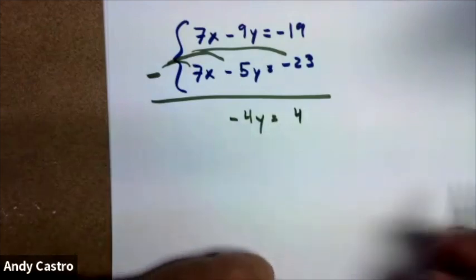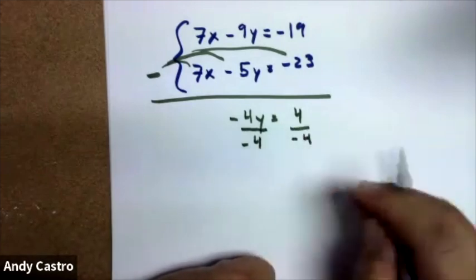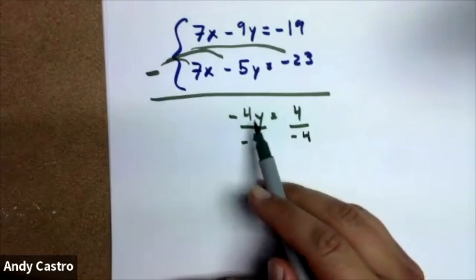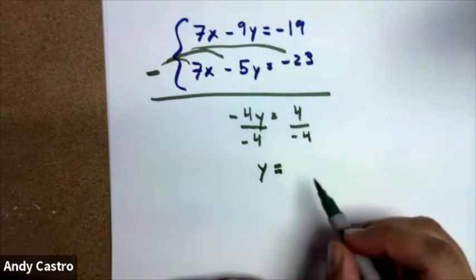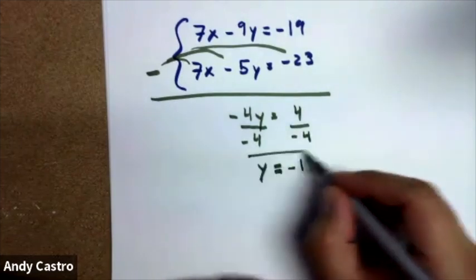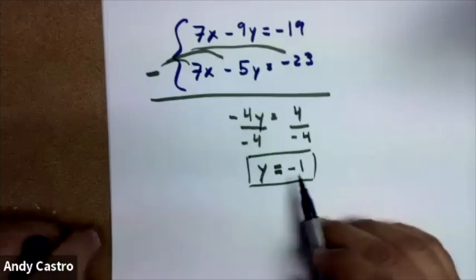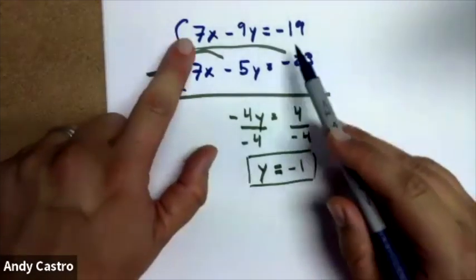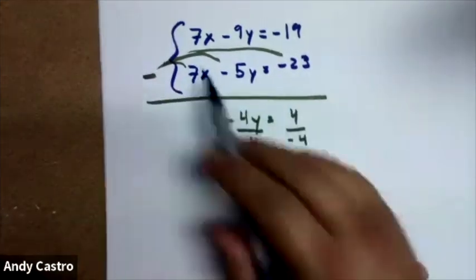All right. Then here, we simply divide both sides by negative 4. Negative 4 divided by negative 4 is positive 1. 1 times y is y. 4 divided by negative 4 is negative 1. So y we have calculated to be negative 1. Now, since I know the value of the variable, I can plug it into either one of these two equations. Let's go with the first one.